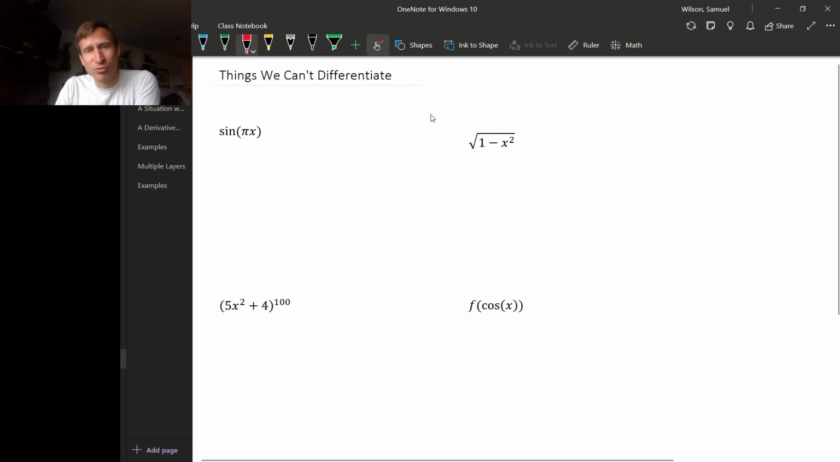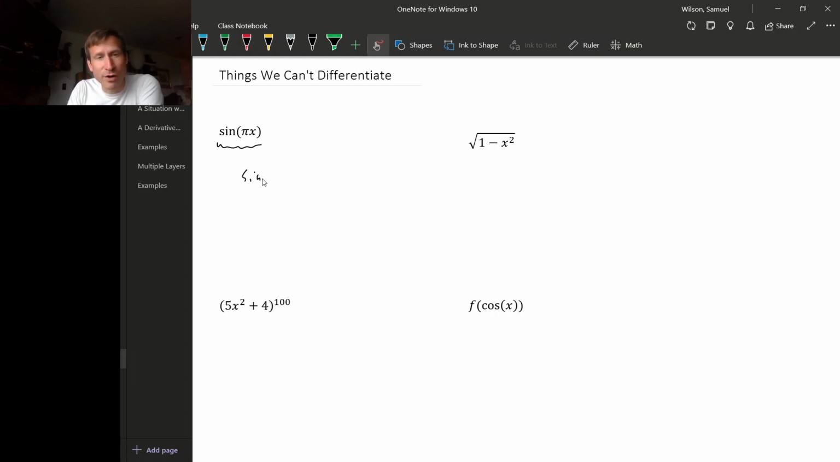Despite all the derivative rules that we've come up with so far, there are still lots of things that we can't differentiate. Lots of situations where we just don't have enough derivative rules to compute the derivative completely. So here's an example, sine of pi over x. Now, we have a derivative rule for sine, right? We know the derivative of sine is cosine, but this isn't sine of x. This is sine of pi times x. And this pi is going to change things somehow, but we don't really know how.